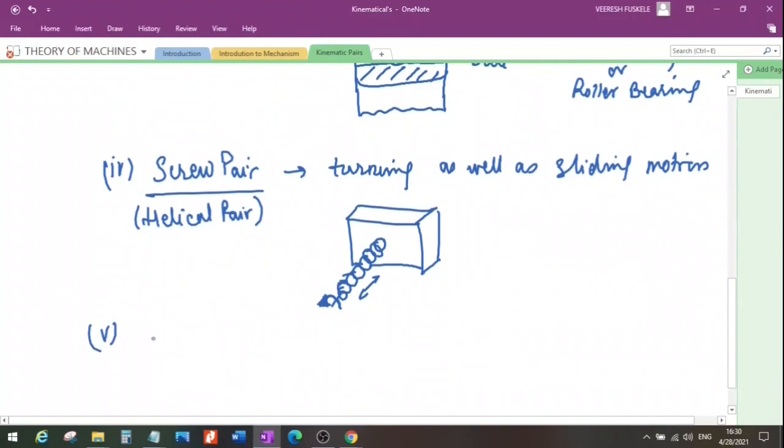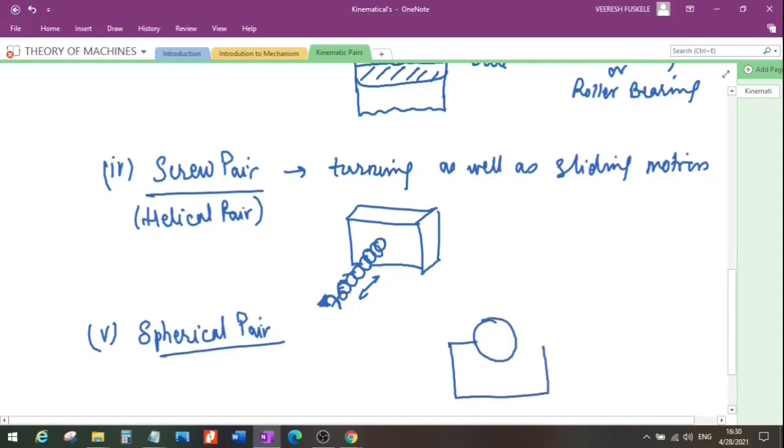The next kinematic pair is spherical pair, right? So spherical pair basically is formed when one link in the form of a sphere turns inside a fixed link. It is a spherical pair, right? So the example of this is basically a ball and socket joint. So a ball and socket joint basically forms a spherical pair, and this is how the spherical pair looks like.